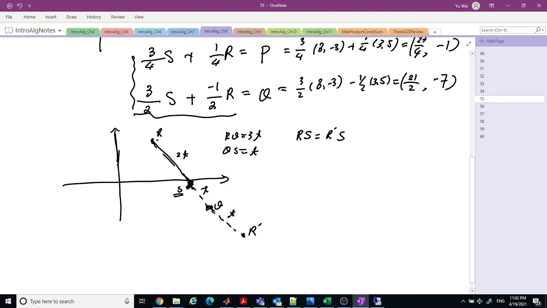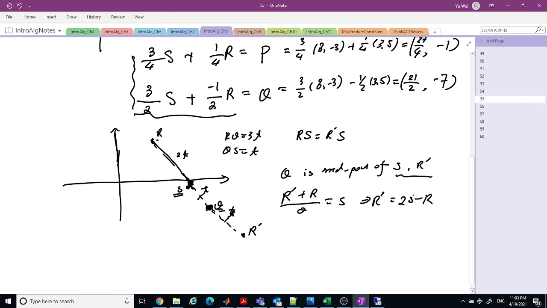Then you can see the Q is the midpoint. It's 3t, and the symmetric point on the other side of S is 2t and 2t. So Q is the midpoint of S and R prime. How do we solve R prime? Remember, R prime plus R over 2 equals point S, so R prime equals 2S minus R.